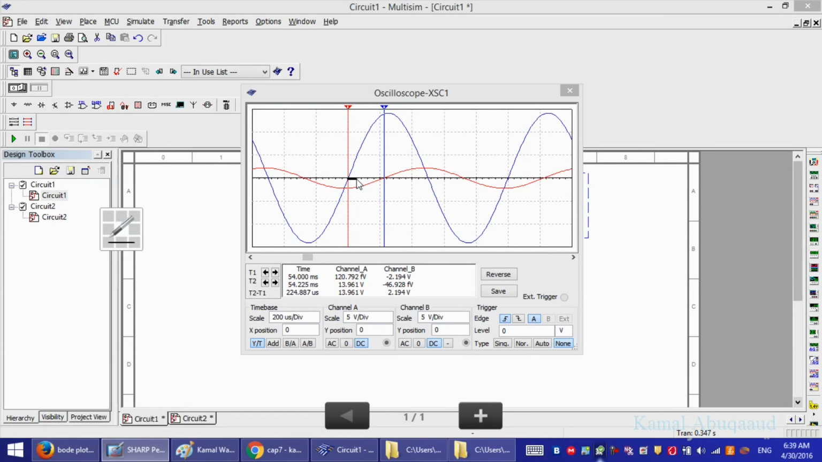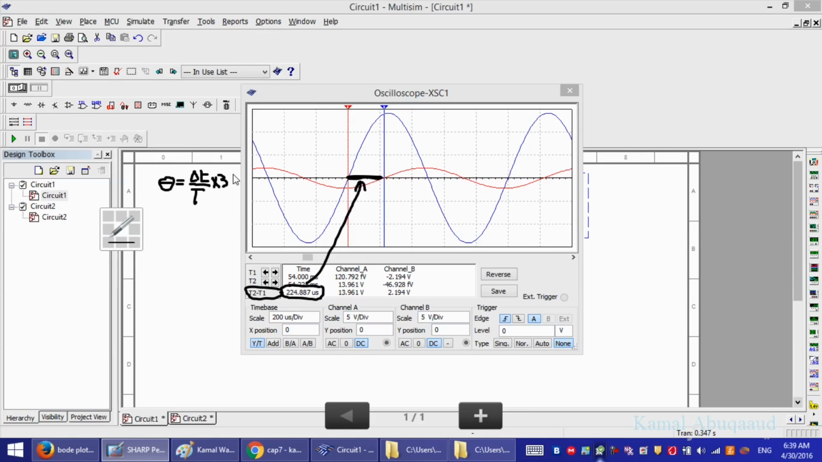Now our objective is to measure the delay between these two waveforms, I mean the time difference between these two waves. Now I can use delta T to measure the phase shift between these two different voltages. The phase shift is equal to delta T over the period of the signal, capital T, multiplied by 360 degrees.